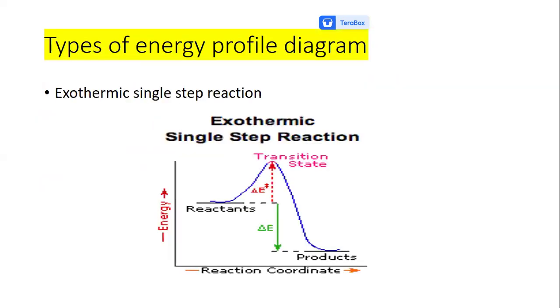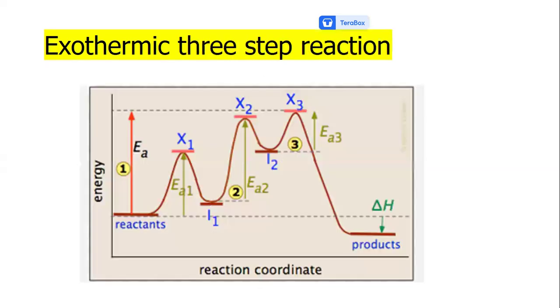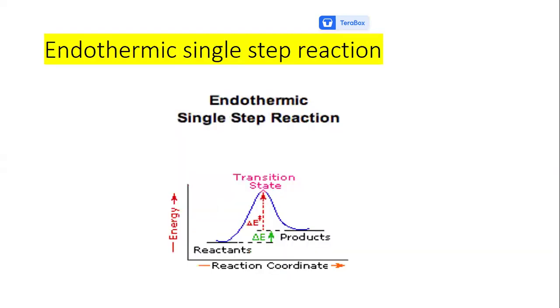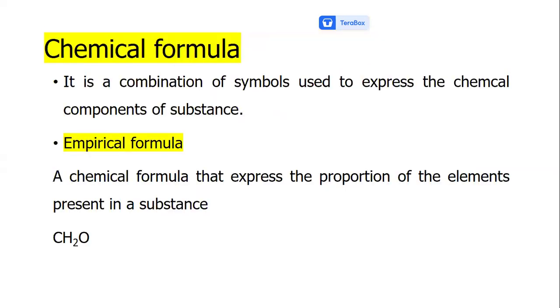Types of energy profile diagram. Exothermic reaction, single step reaction. This is the single step energy profile diagram. This is the double step exothermic reaction. Exothermic triple step, three-step reaction. Endothermic single step. Endothermic two-step.